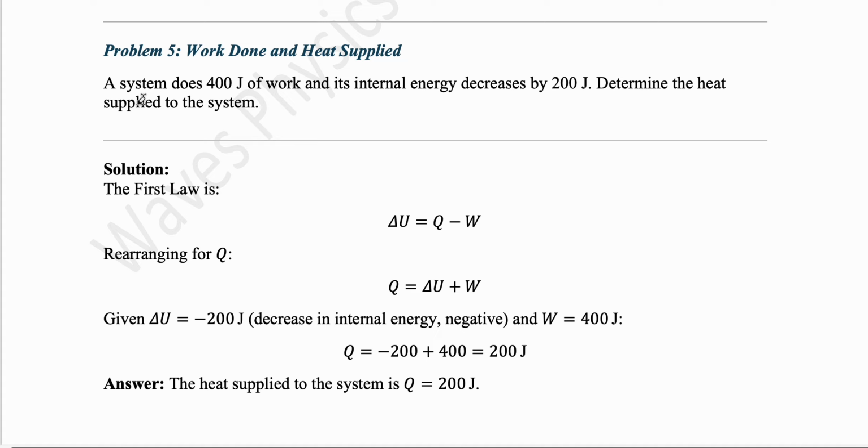There is a slight trick here. A system does 400 joule of work and its internal energy decreases by 200 joule. Internal energy decreases means internal energy will become minus 200 joule. So only that minus sign you have to use. You have to look at whether it is an increase or decrease. For a decrease you use a minus, and for an increase you use a plus. Then we can find out what is the heat supplied. So those things can be done.